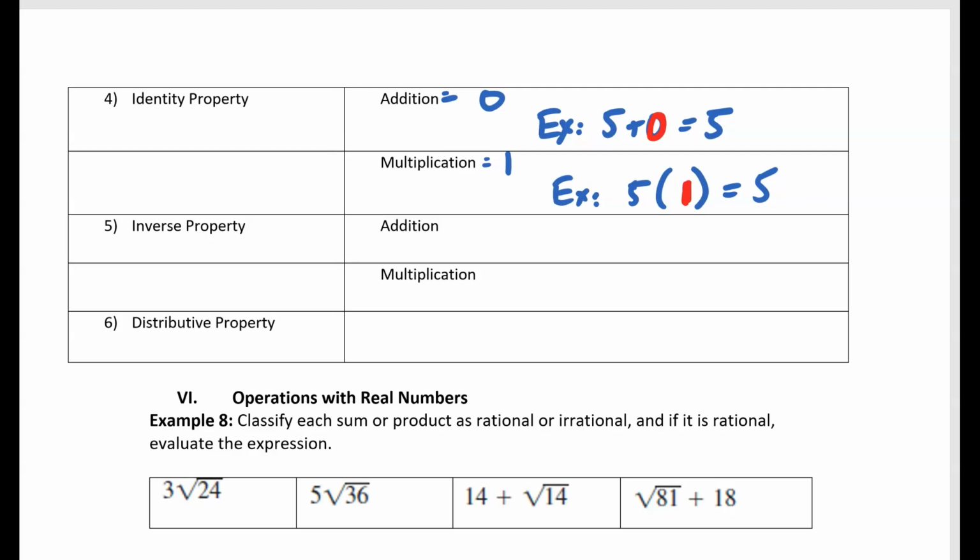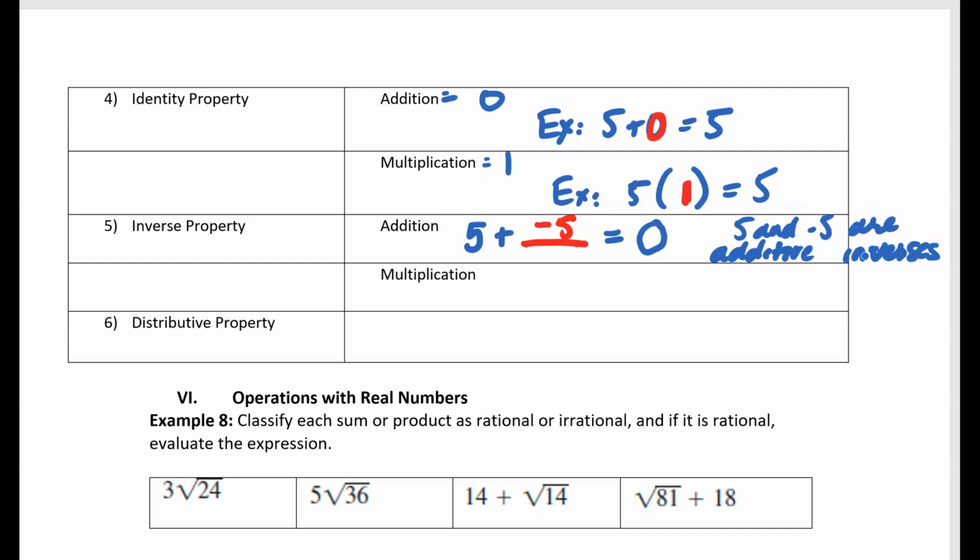And then inverse. Addition has an inverse. So 5 plus something is equal to the additive identity, so 0. 5 plus what equals 0? Well, 5 plus negative 5 equals 0. So we say 5 and negative 5 are additive inverses.